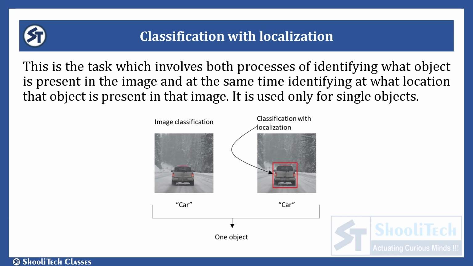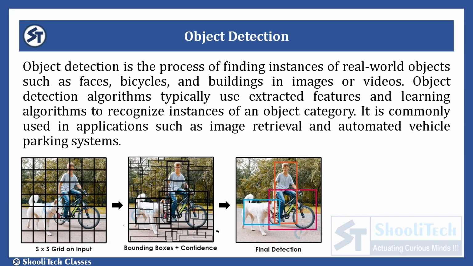For example, if you observe the image on the screen, the left image is an example of an image classification model which tells that the object in the image is a car. On the other hand, the right side image is an example of image classification with localization, which tells that the object in the image is a car and also locates the presence of that object and indicates its location with the bounding box. Next comes the object detection model.